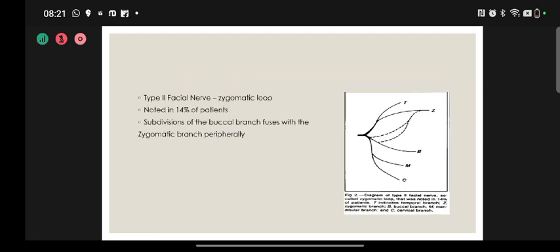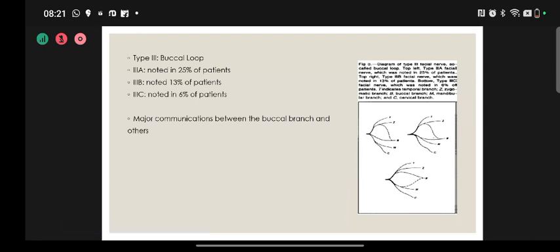Type 2 is also known as the zygomatic loop. It is noticed in 14% of the patients, and subdivisions of the buccal branch fuse with the zygomatic branch peripherally. Type 3 is known as the buccal loop.